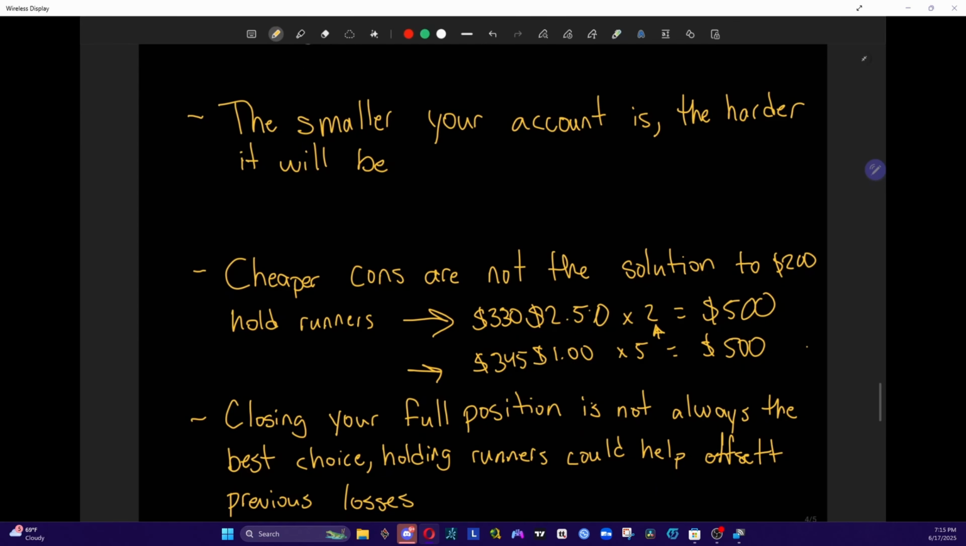Closing your full position is not always the best choice. Holding runners could help offset previous losses. And this is something that tied on to before. Basically what that means is, I used to even think this as well, and I had to change my mindset about it. And I hear people say this even till this day, and it's just common.